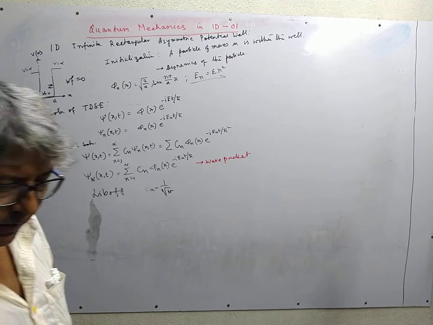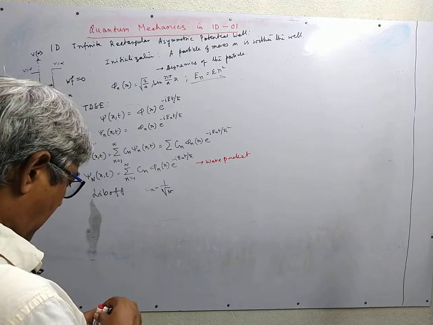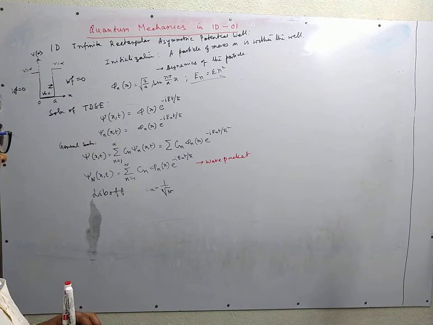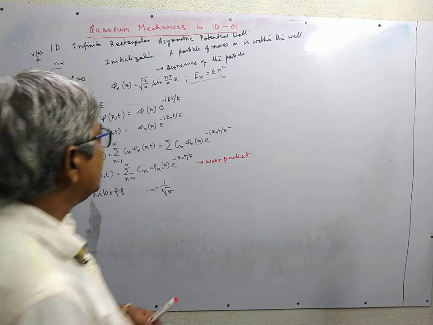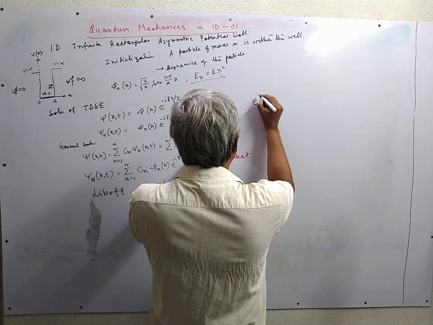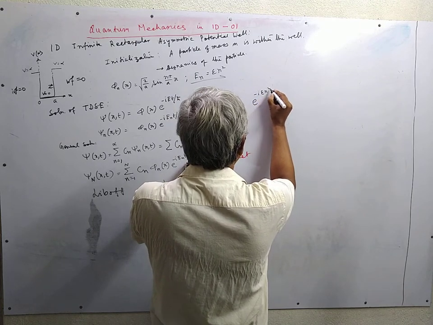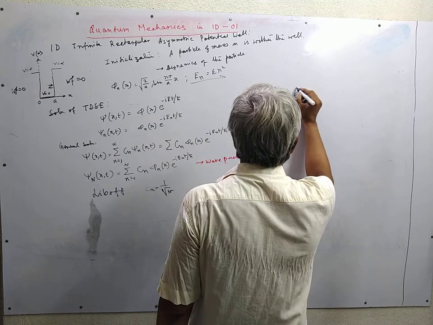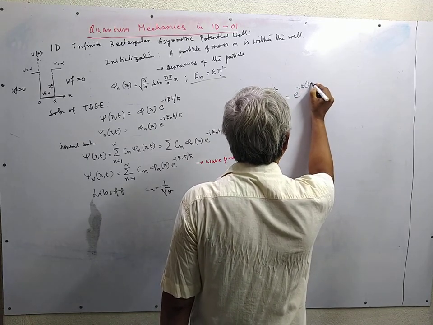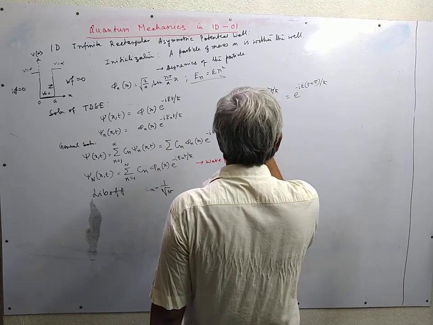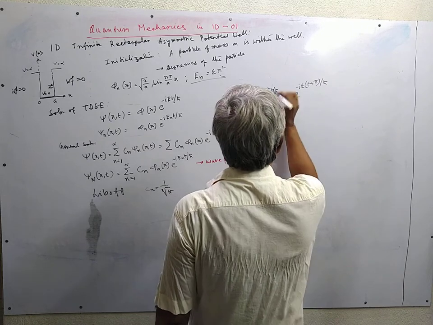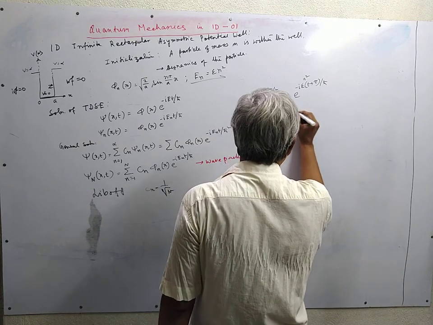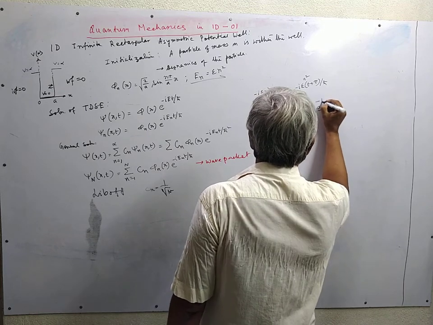It is found that the wave packet changes its shape with time, and after a certain time the wave packet regenerates its form. The time dependence is given by e to the power minus i epsilon n square t by h cross. Let us consider this regenerates after a time tau. So this is t plus tau by h cross, so that e to the power minus i epsilon n square tau by h cross is 1, and we write it as e to the power minus i.